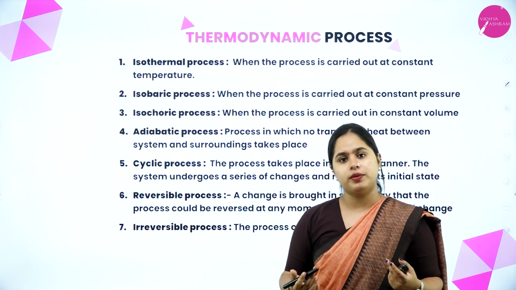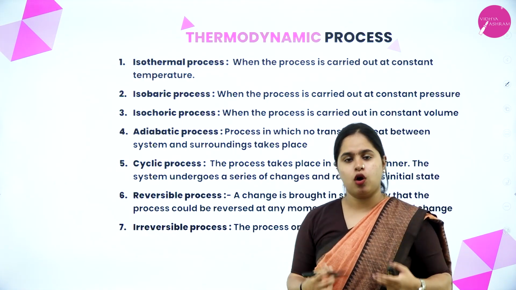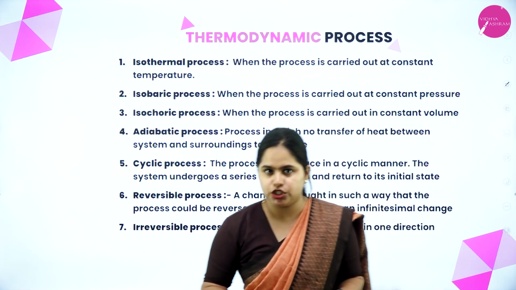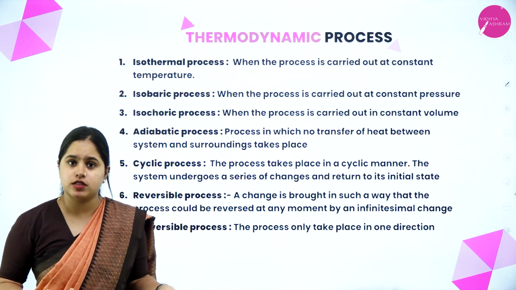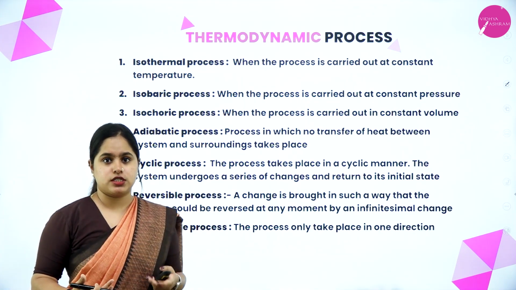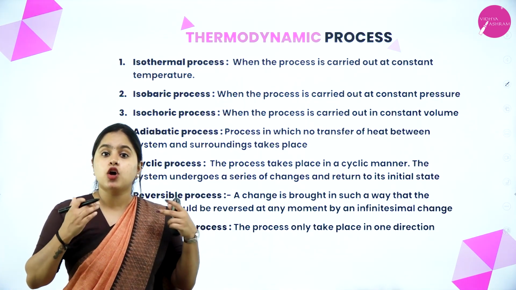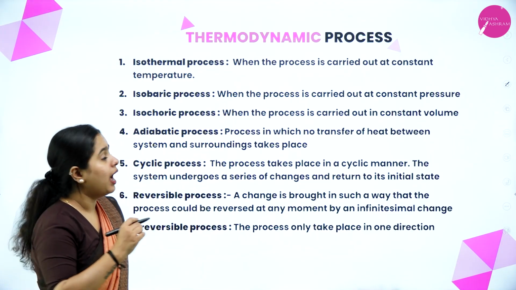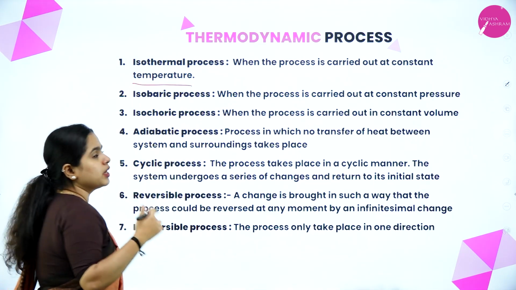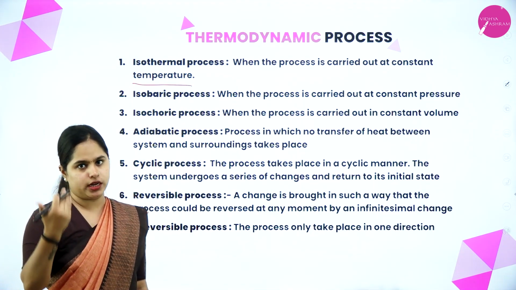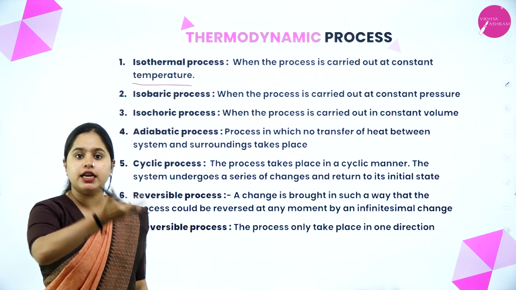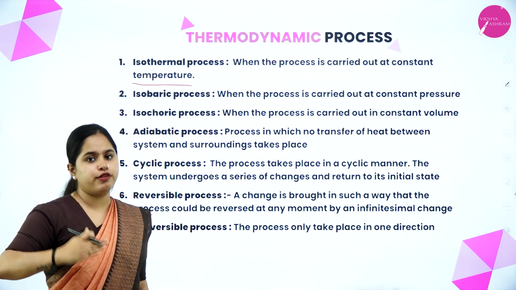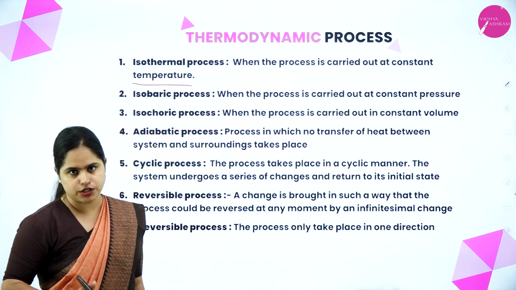What does iso mean? Iso means same or constant. Isothermal, thermal relates to what? Temperature. So an isothermal process is one which takes place under constant temperature. When the process is carried out at constant temperature, such processes are called isothermal. Even though the other factors change, the temperature will be constant.